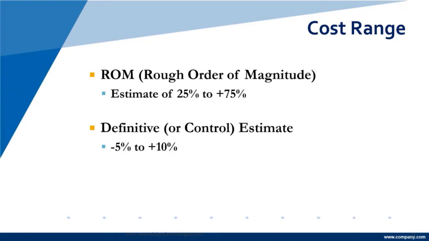When you get ready to launch it forward, you need a definitive estimate. That's a -5 to 10%. That means you can increase your budget by 10% without having to do huge amounts of justification. You'll have to justify it. It'll have to be based on something. You can decrease it as much as 5%.